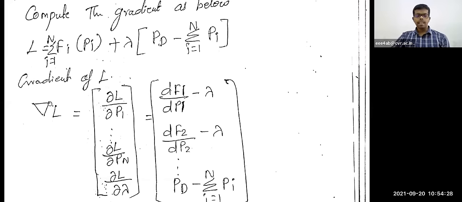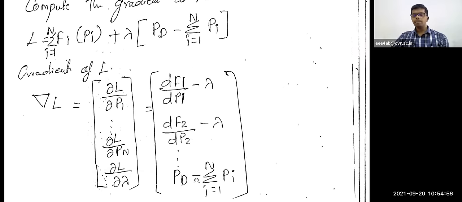That is, del L is equal to dou L divided by dou P1 up to dou L divided by dou Pn, and the answer for dou L divided by dou P1 is df1 divided by dp1 minus lambda. While simplifying, we are getting this df1 divided by dp1 minus lambda, and so on up to PD minus PA, the power balance constraint. Okay, this is without considering the losses. So here it has to come 0.